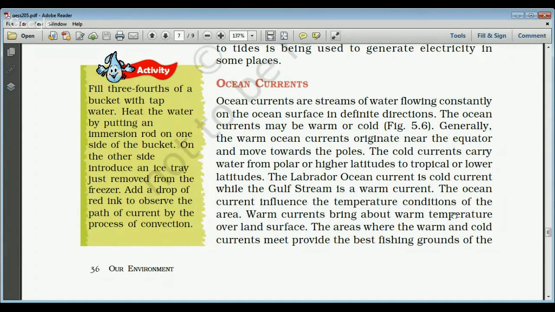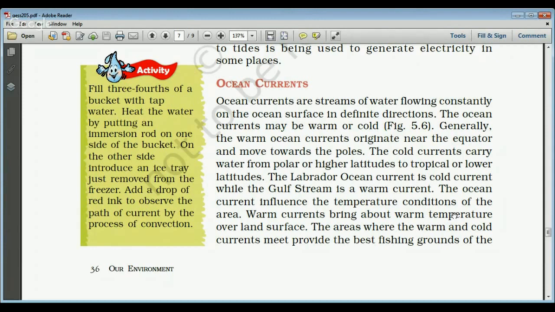The Labrador ocean current is actually a cold current, and the Gulf Stream is a warm ocean current. These two currents are found in the North Atlantic Ocean. Labrador is cold, and Gulf Stream is warm, and both these types of current are found in the North Atlantic Ocean.